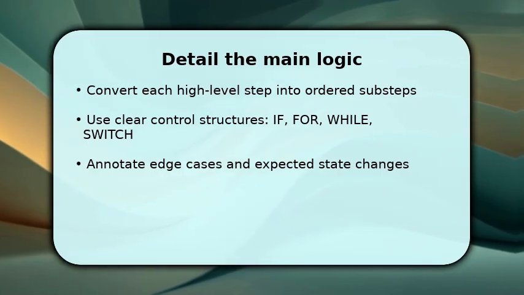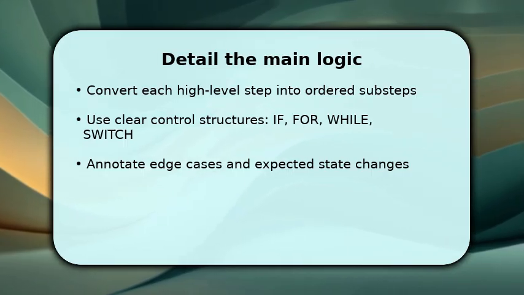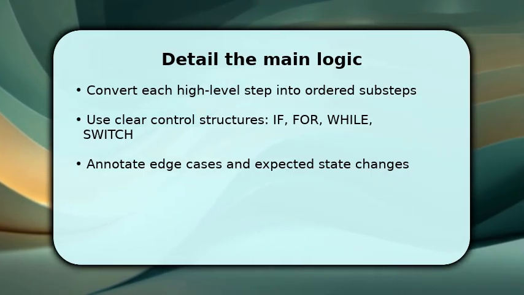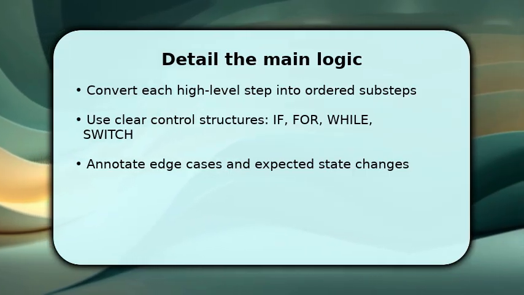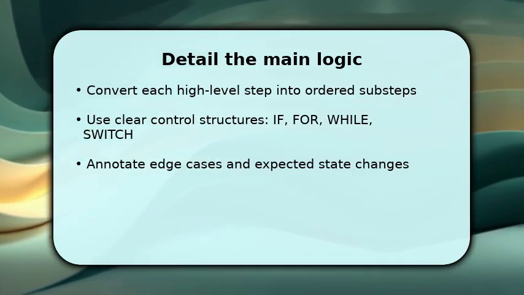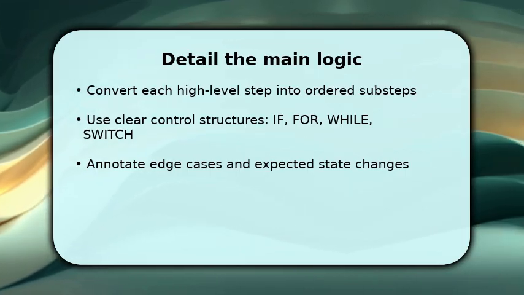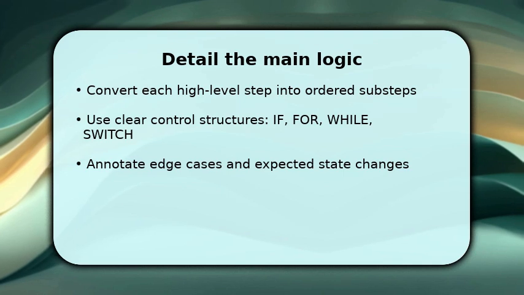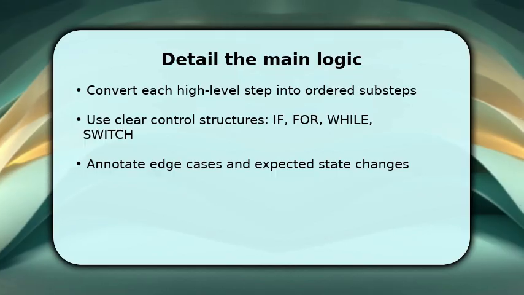stays readable. Use explicit control keywords, if for decisions, for or while for repetition, and indicate loop bounds or termination conditions. Once expanded, annotate where variables change and note edge cases like empty input or limits. Make sure to keep statements language agnostic. That lets you translate to any programming language later without rethinking the algorithm.